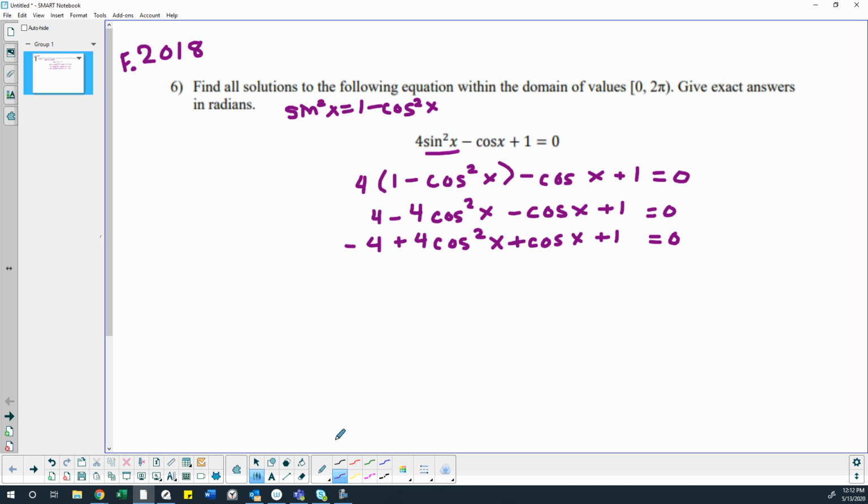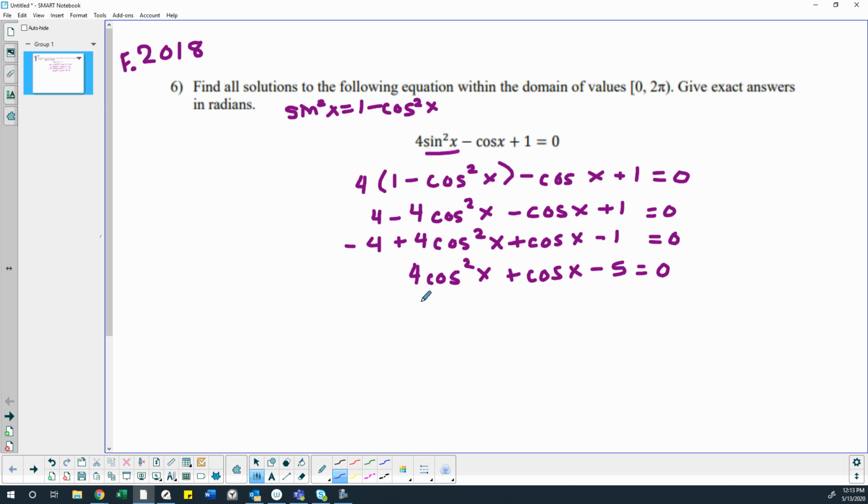Oh, look what I did. I forgot to switch that to a minus. Okay, so that was a positive, negative, negative, positive, negative, positive, positive, negative. Okay, so that gives us 4 cosine squared x plus cosine x minus 5.